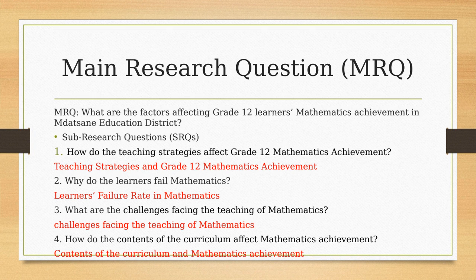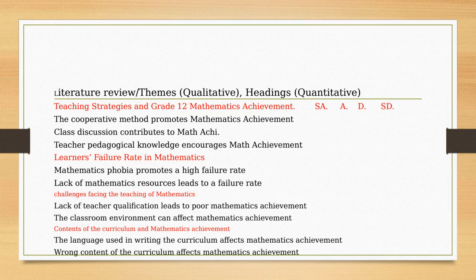That is the importance. So look at the next slide now. For heading, which is for quantitative, those four colors will become my headings, and they will become my themes on qualitative. But for now, they are my headings on quantitative. And look at number 1, teaching strategies and grade 12 mathematics achievement.